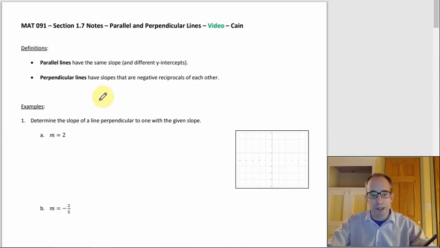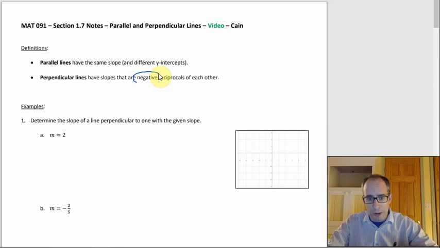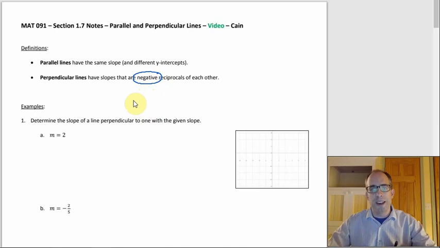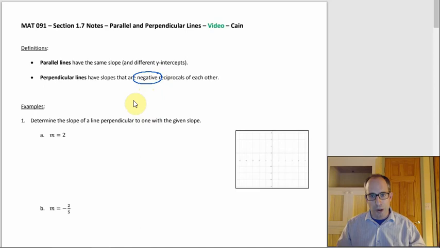And then for perpendicular lines, the slopes are going to be negative reciprocals of each other. And the thing to watch out for, I think, is the negative. So it's easy to remember that they're reciprocals, harder to remember negative reciprocals. The other way of saying it is that if you took the original line and then your new perpendicular line, and you took their slopes and multiplied those together, you'd have to get -1.